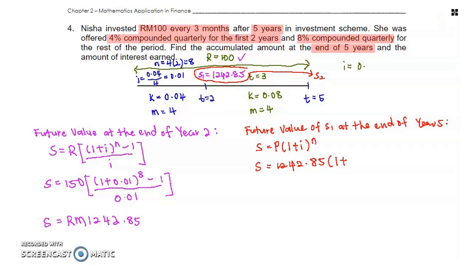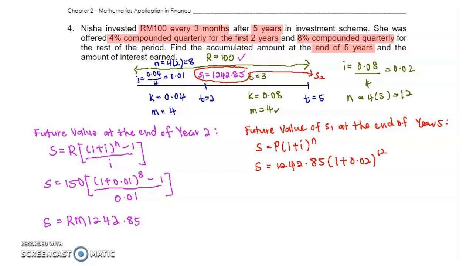I equals K over M. 0.08 divided by 4 will be 0.02. Okay, how about N? Another 3 years. In 1 year, we calculate interest 4 times, so 3 years times 4, another 12 times. So here, 1 plus I is 0.02 to the power of 12.